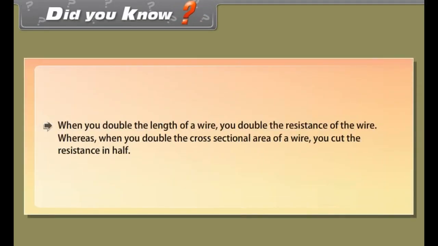Did you know? When you double the length of a wire, you double the resistance of the wire, whereas when you double the cross-sectional area of a wire, you cut the resistance in half. Resistance of a system of resistors.